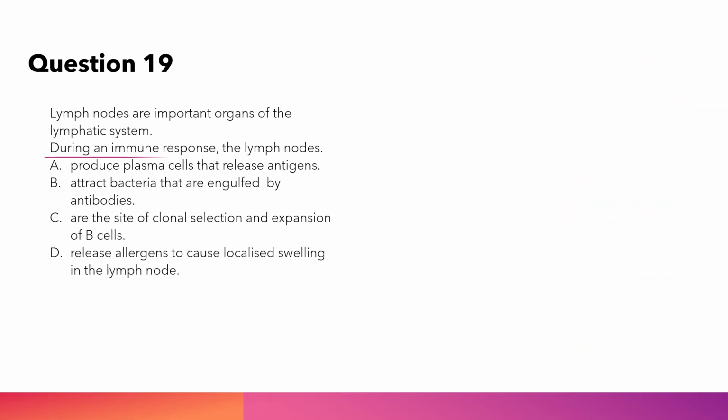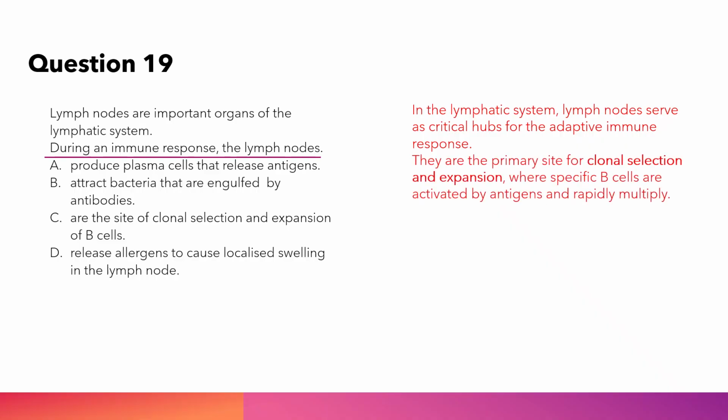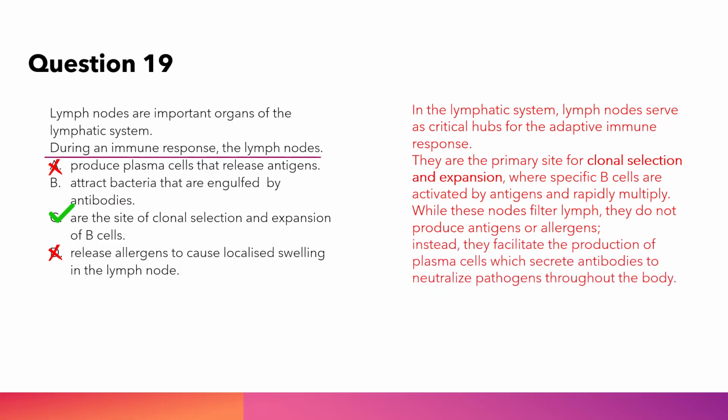In the lymphatic system, lymph nodes serve as critical hubs for the adaptive immune response. They are the primary site for clonal selection and expansion, where specific B cells are activated by antigens and rapidly multiply. While these nodes filter lymph, they do not produce antigens or allergens. Instead, they facilitate the production of plasma cells, which secrete antibodies to neutralize pathogens throughout the body.